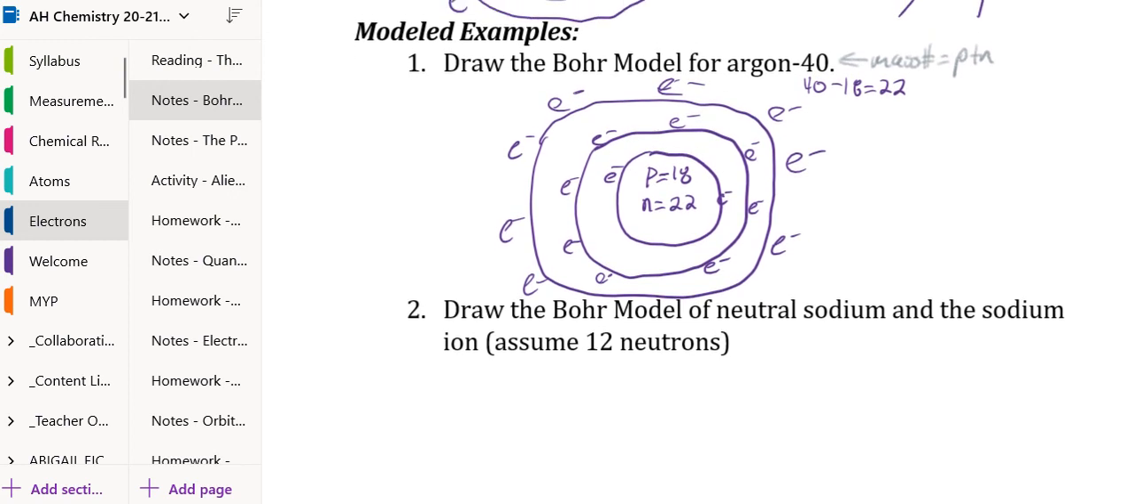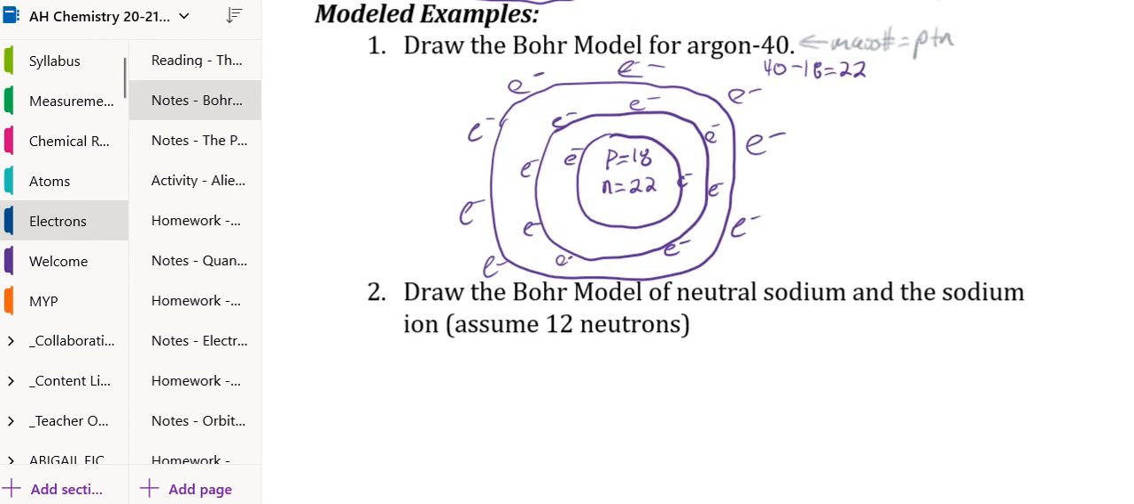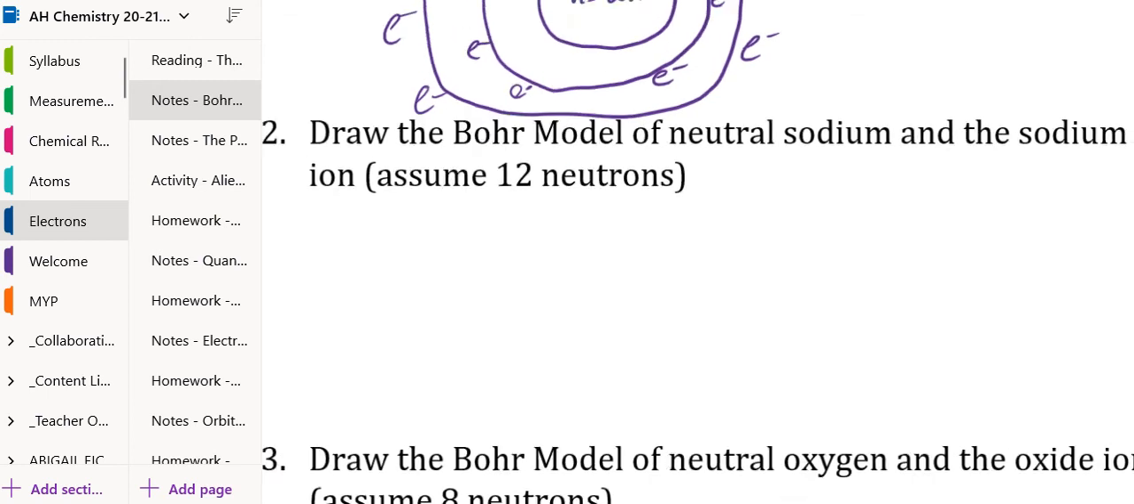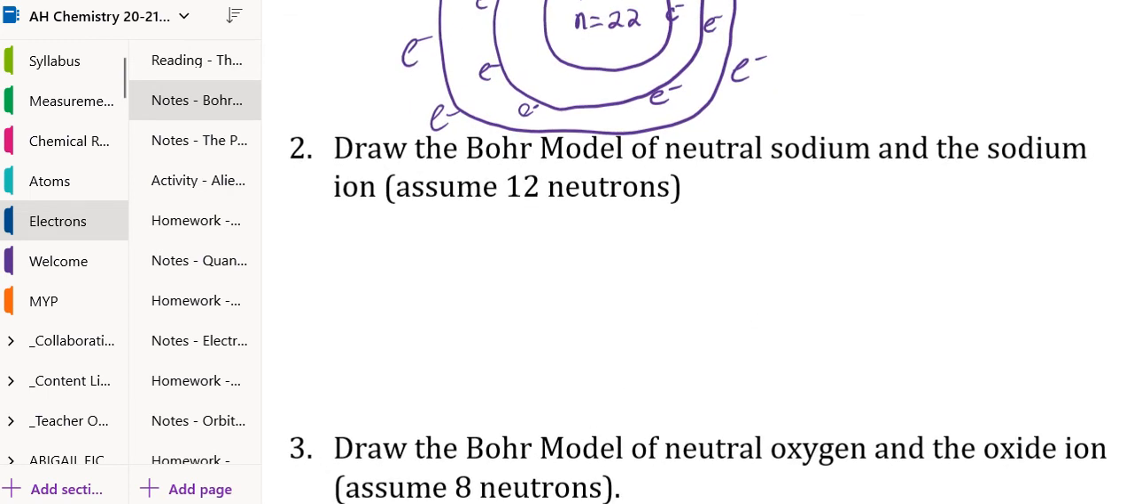Okay, the next one, we're going to draw the Bohr model for neutral sodium and the sodium ion, and we're told to assume that they both have electrons. You guys try neutral sodium. We're going to do them all together, but you guys try those.